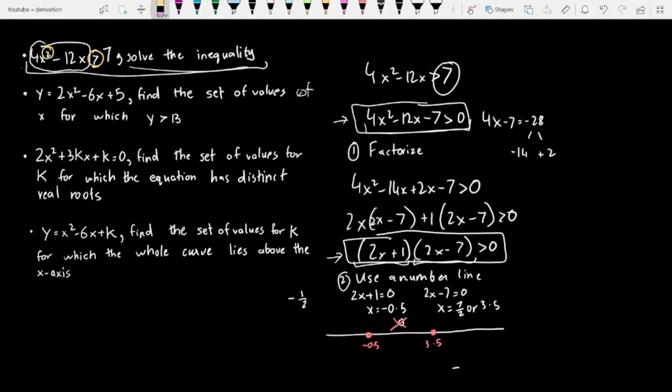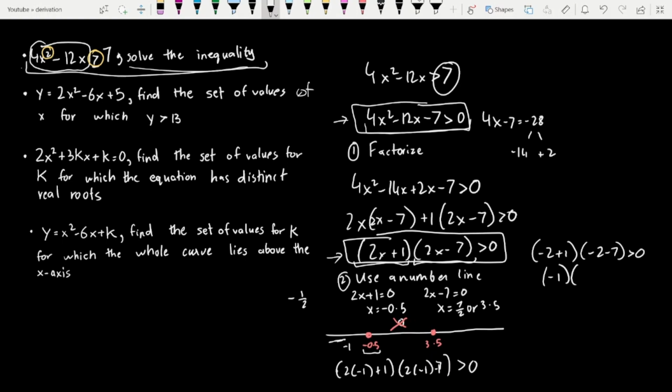Now we're going to go for the first section, this region right over here, and we can pick a value, let's say negative 1, because that's smaller than negative 0.5. I'm going to put it in my factorized form, so 2 times negative 1 plus 1, and 2 times negative 1 minus 7 is greater than 0. We can solve this out. So this would be negative 2 plus 1, and negative 2 minus 7. Negative 2 plus 1 gives us negative 1, and negative 2 minus 7 gives us negative 9. You multiply this, you get positive 9 is greater than 0, and this is correct. So we put a check mark on this section.